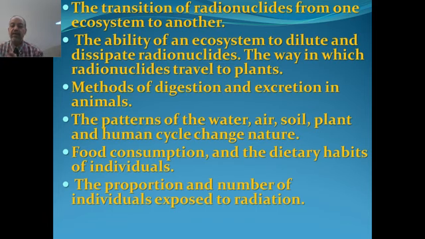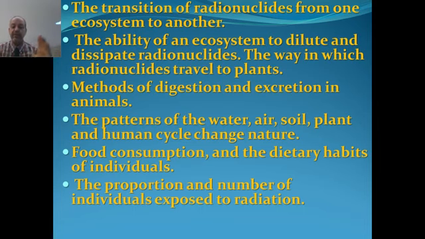The ability of an ecosystem to dilute and dissipate the radionuclides, and the way in which radionuclides travel to plants. What is the ability of radioactive material to travel to plants through the water or through the soil? Method of digestion and excretion in the animal. You must study how animals eating plants excrete in another area and spread the radioactive contamination. Animal transportation makes transportation of radioactive material.